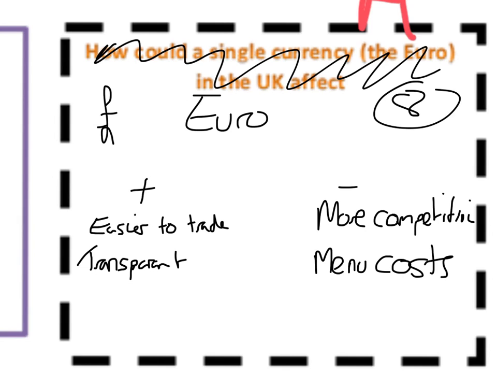Second downside is now we call it menu costs, and you can actually say menu costs. And the menu cost is, if we change to the euro, what would every shop have to do? They'd have to change all their signs to euros. I know that seems stupid, but that actually could be really expensive.